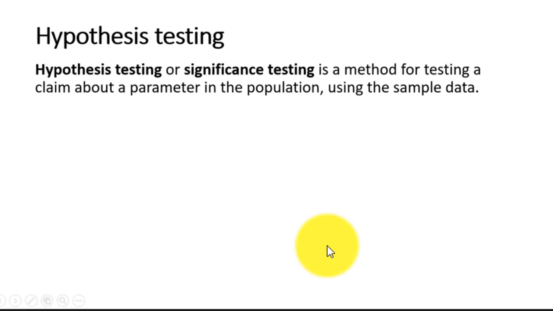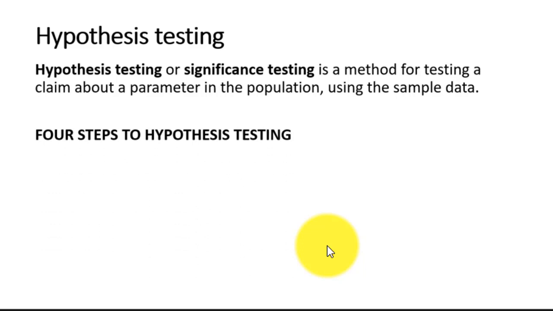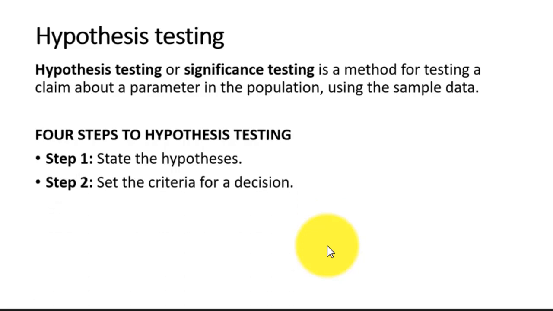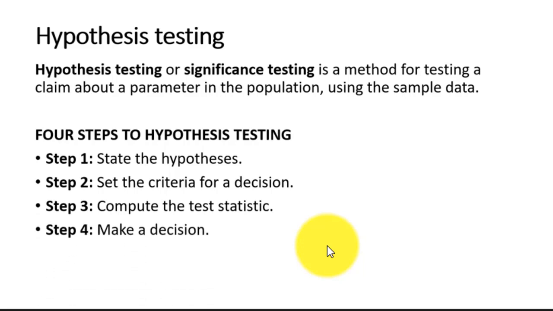Hypothesis testing or significance testing is a method of testing a claim about the parameters in the population using the sample data. There are 4 steps of hypothesis testing. Number 1, stating the null and alternate hypothesis. Second, state the criteria for decision making. Third, compute the test statistics. And fourth, based upon the test statistics, make a decision.